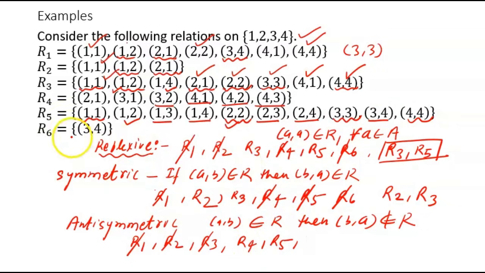And what about R6? R6 has just one element, 3 comma 4. So 4 comma 3 is not present. So R6 is also antisymmetric. So the last three, R4, R5 and R6, are antisymmetric relations.